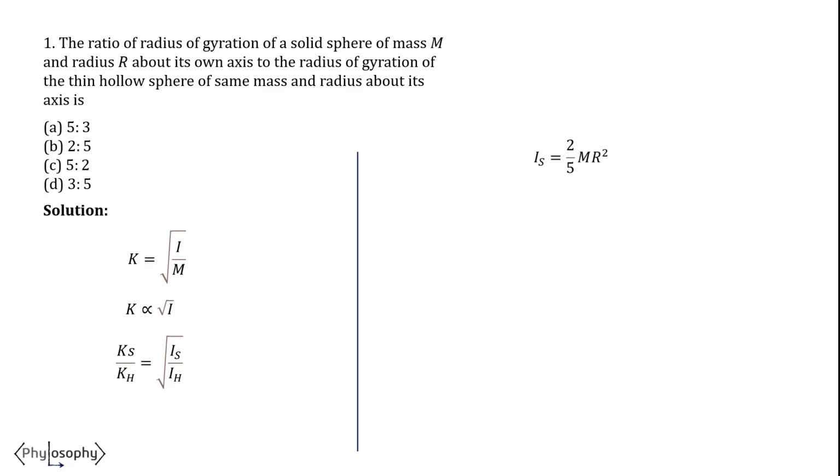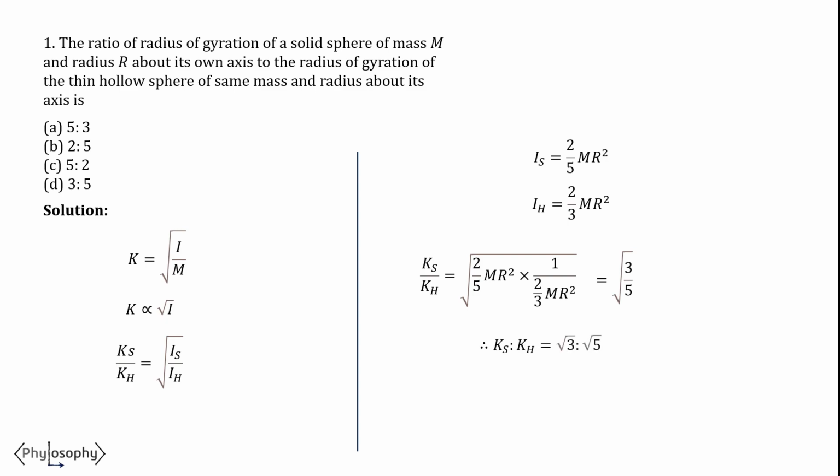Now the moment of inertia for solid sphere is given by 2/5 MR square and the moment of inertia for hollow sphere is given by 2/3 MR square. Therefore, the ratio of radius of gyration Ks over Kh will be equal to square root of 2/5 MR square times 1 over 2/3 MR square, which is equal to square root of 3 over 5, or this can be written as square root of 3 is to square root of 5. So this should be the correct answer, and all the answers given in the options are false.